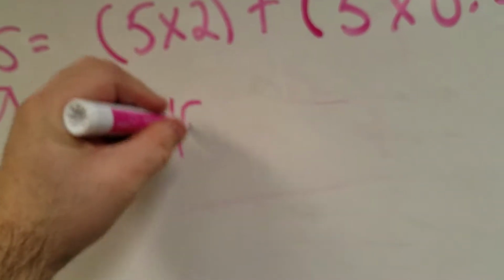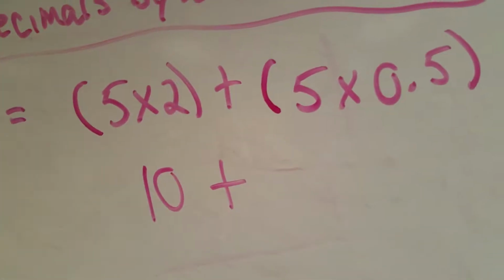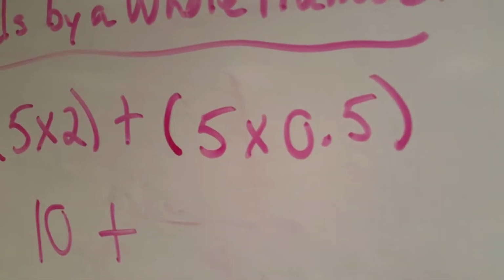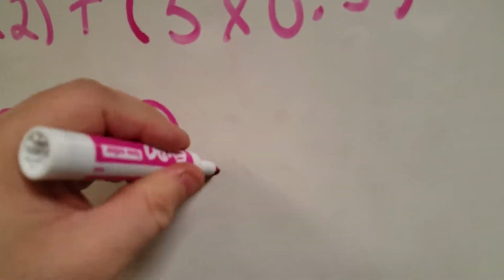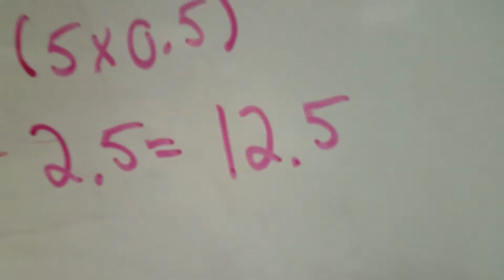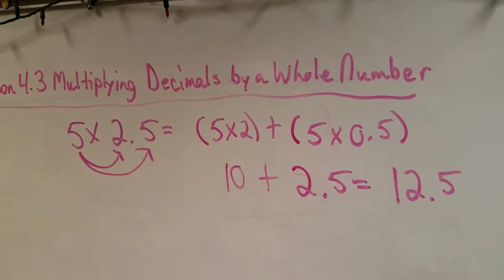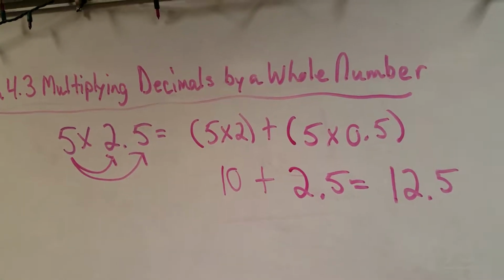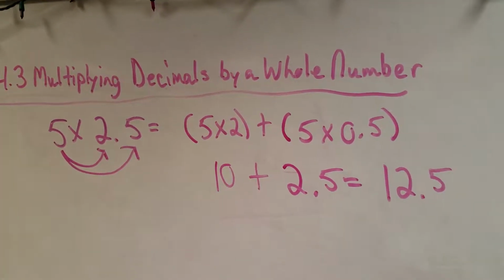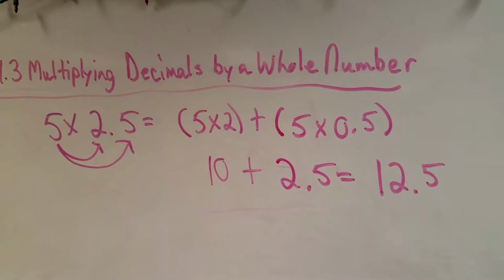5 times 2 is 10. I'm just going to do what's in the parentheses. 5 times 1/2. Well, what's half of 5? 2.5. And now I can just add that together, and I get 12.5. You can see how that 5 has been distributed to the 2 and to the 0.5. 5 times 2.5 is 12.5.